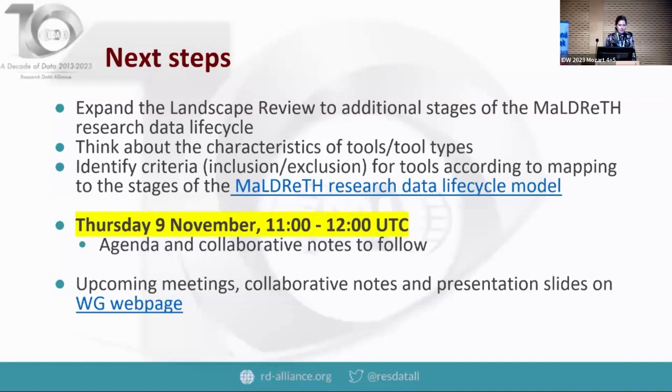So I have linked the working group webpage in these slides. So on our webpage, all of our meetings are documented, so you can always read the meeting notes. You can see the presentation slides and you can look at the deliverables. So this actual Google Sheet will be available on there if you want to revisit that in the future.